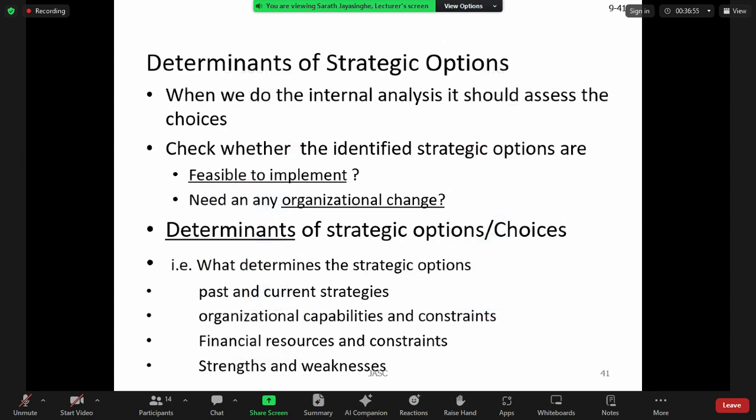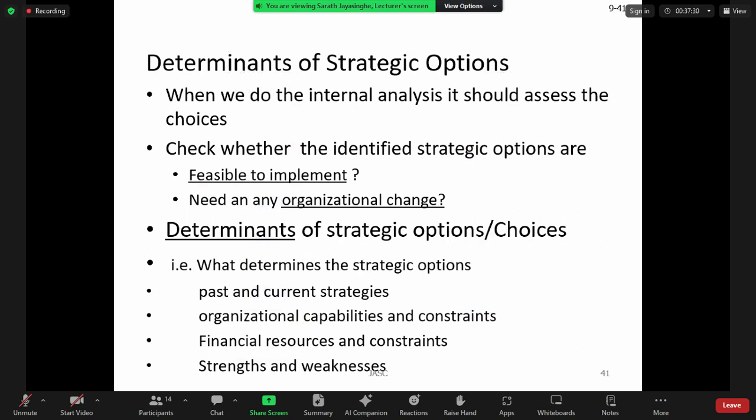Determinants of the strategic options. When we do the internal analysis, it should assess the choices. Check whether the identified strategic options are feasible as well as implementable. Can you implement these things? Is any organization change needed? Sometimes for some strategic options, we have to change the organization setup. Right? Then organization change is needed.